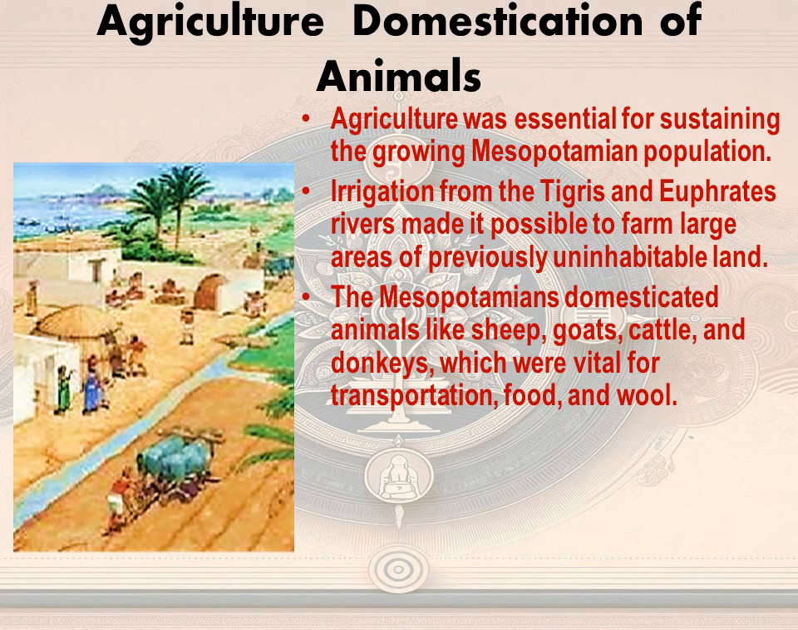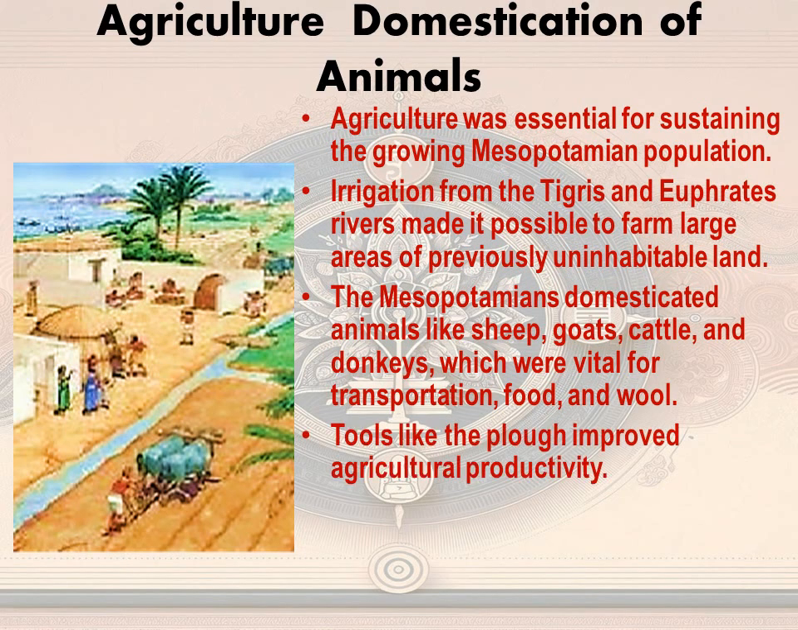Mesopotamians domesticated animals like sheep, goats, cattle, and donkeys, which were vital for transportation, food, and wool. So, all these animals were domesticated by the Mesopotamians. From the name itself, you can understand sheep were suppliers of wool, goats and other cattle used to provide dairy products and also meat, and donkeys, even today, are used for transportation. So that is how the domesticated animals helped the Mesopotamians.